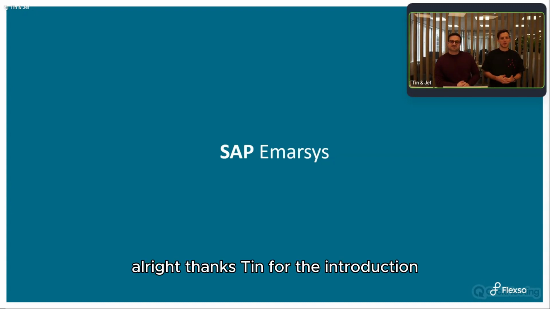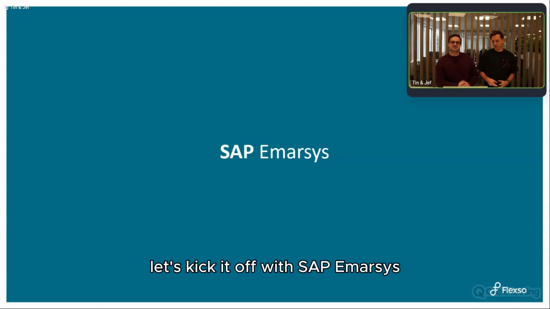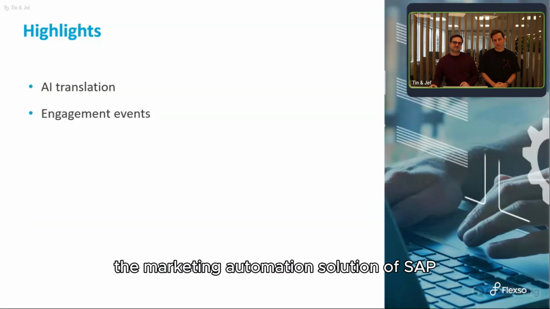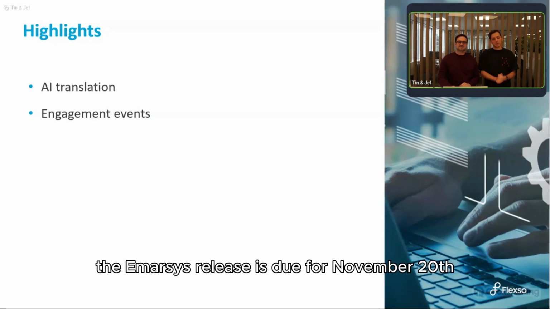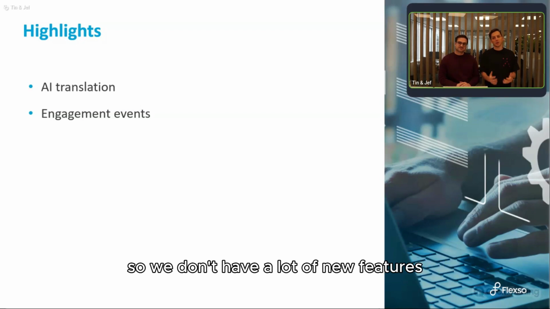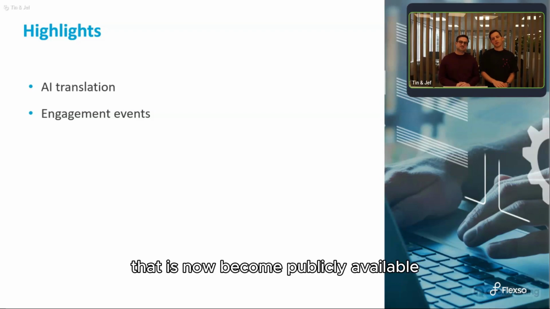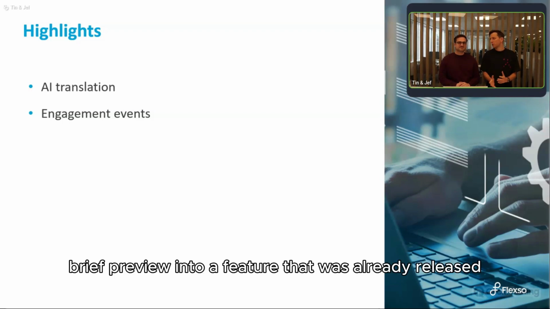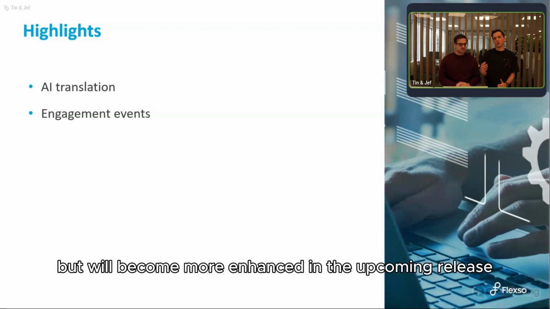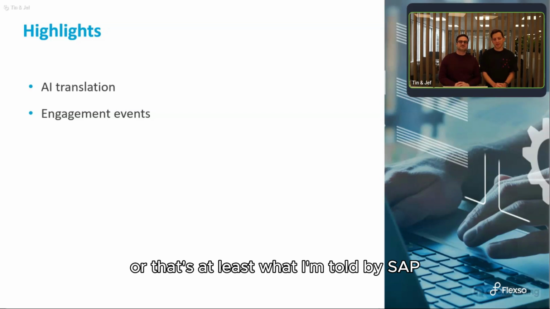All right, thanks, Tin, for the introduction. Let's kick it off with SAP Emarsys, the marketing automation solution of SAP. As you might know, the Emarsys release is due for the 20th of November, so we don't have a lot of new features to highlight yet. So what we gathered today is a feature of last release that is now publicly available, and then a brief preview into a release that was already released but will become more enhanced in the upcoming release, or that's at least what I'm told by SAP.